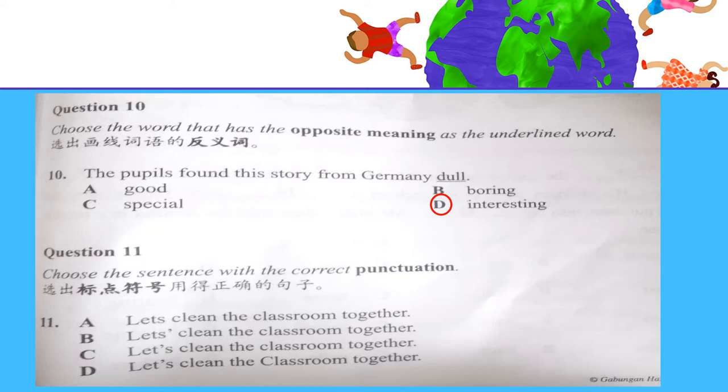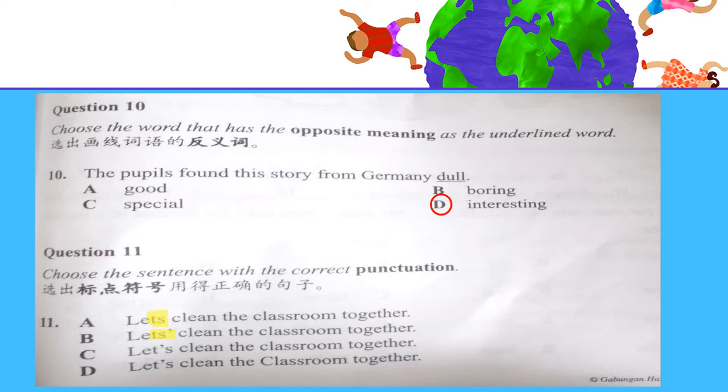Look at number 11. A. Let's clean the classroom together. A is wrong. Why? Look at this one. Let's. Let's here means let us. Let us. This one, A, is wrong. B is wrong. Okay, only C and D are correct.